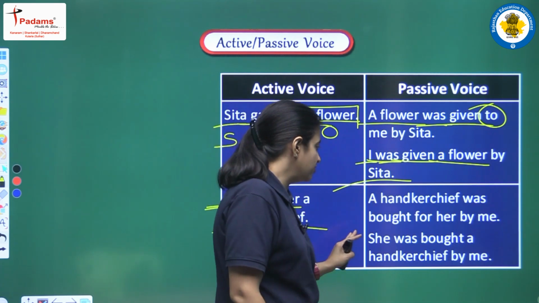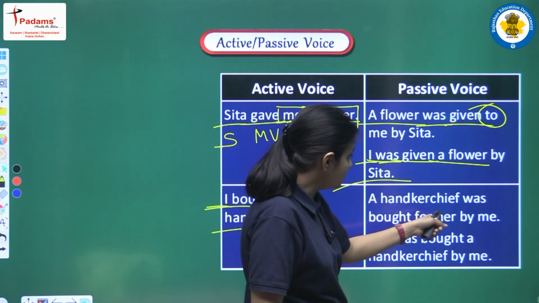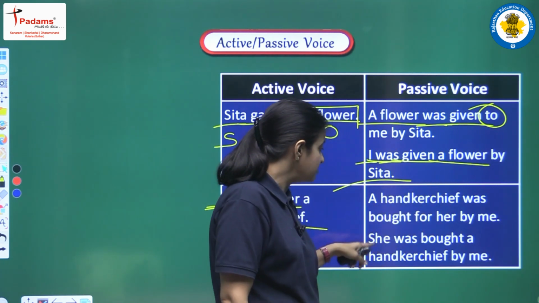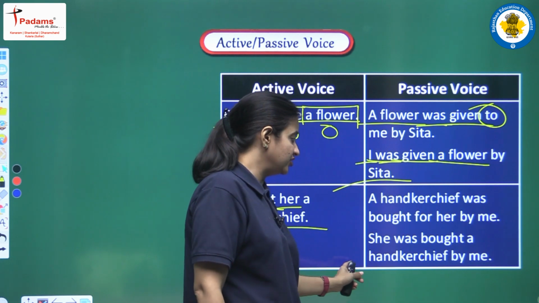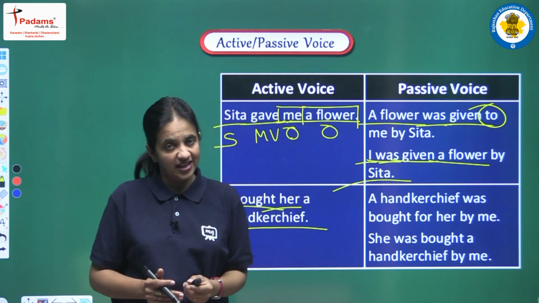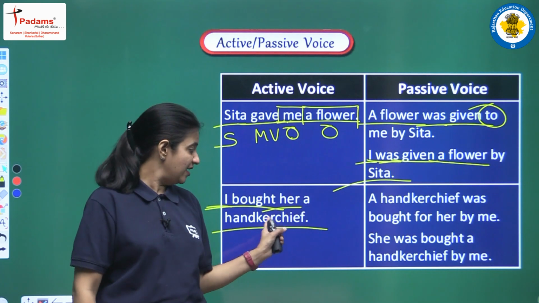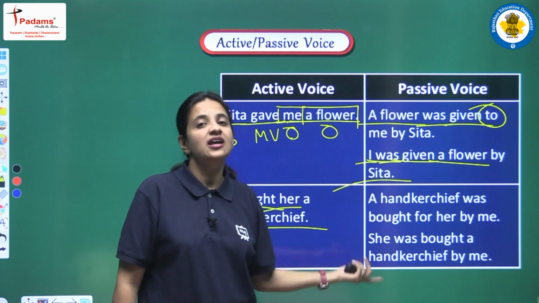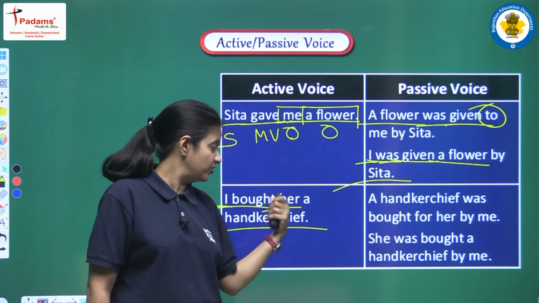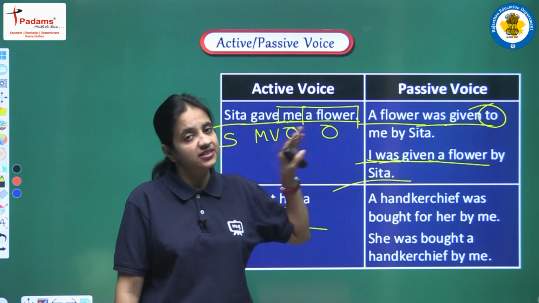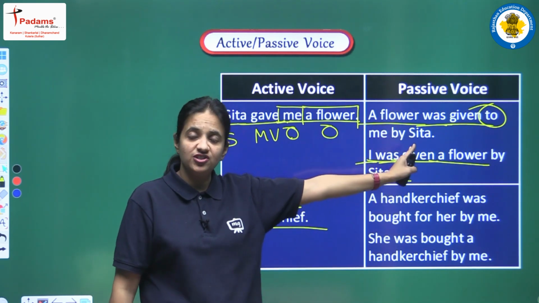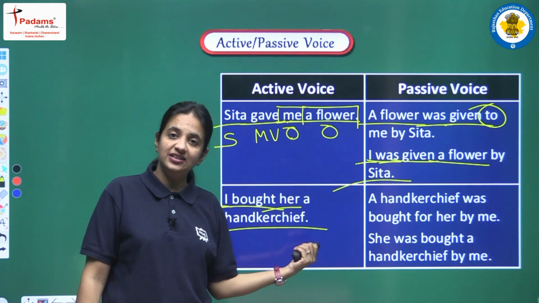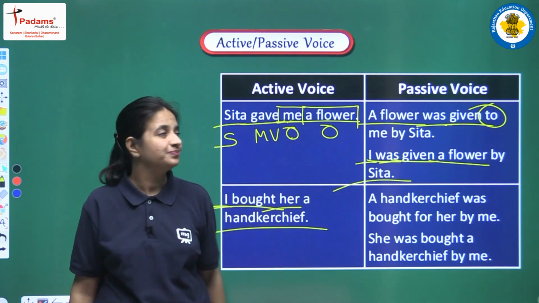So let's see the first option that we have: A handkerchief was bought for her by me, and the second option is: She was bought a handkerchief by me. So this is the example in which we have a double object, and these are the two options in front of us, and using any one of them we can convert this sentence into passive voice. Just be careful regarding the structure, and yes, you have to follow the proper structure when we are converting the sentence into passive voice.